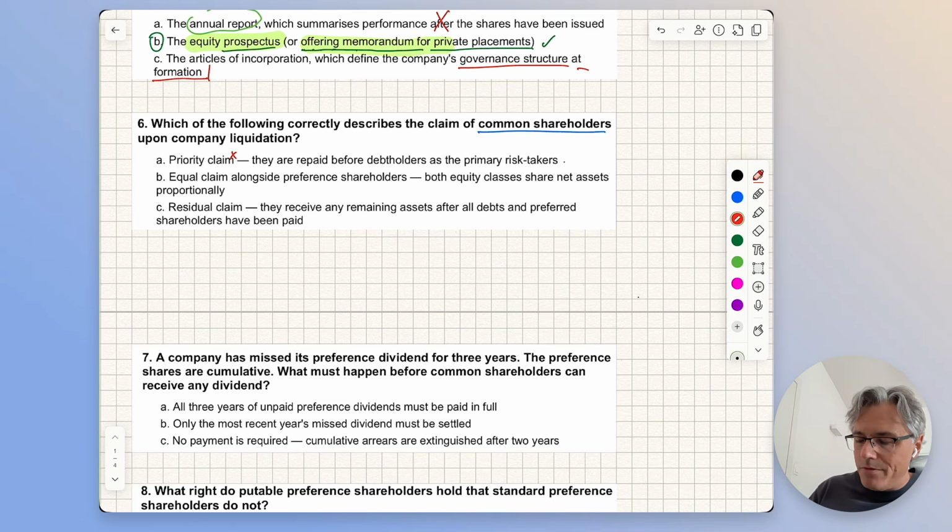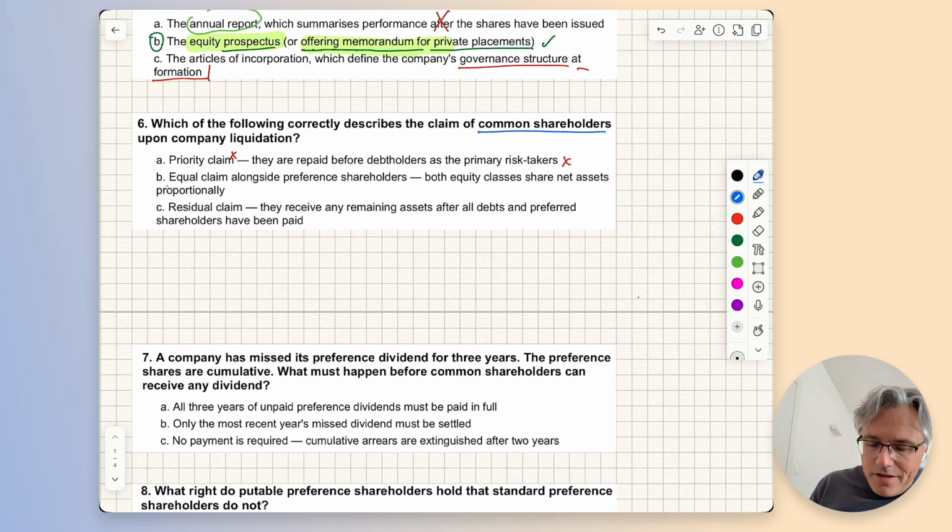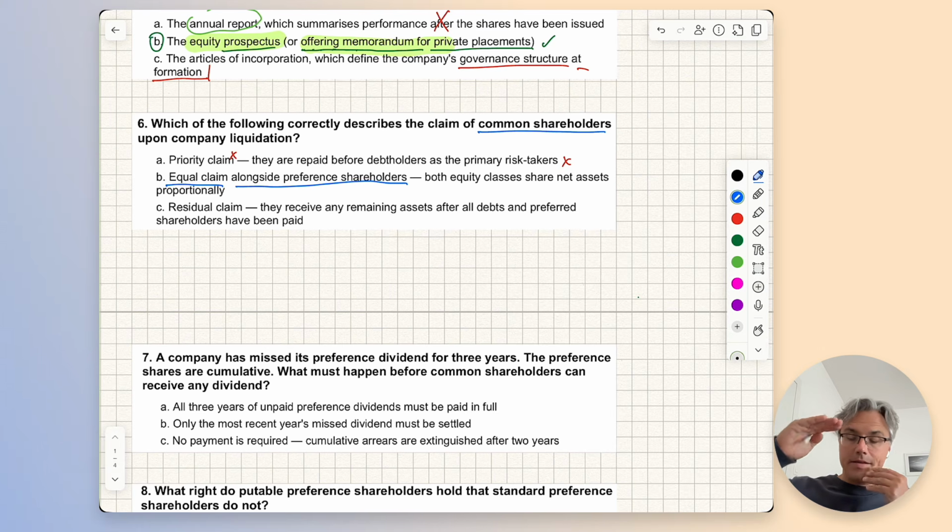Yes, they are the primary risk takers, but they are the primary risk takers partly because they are at the very end of any hierarchy. So they share in what's known as the residual interest in the net assets of the business. They don't have an equal claim alongside preference shareholders. Preference shareholders rank higher, so they don't share in the net assets of the business proportionally with preference shareholders.